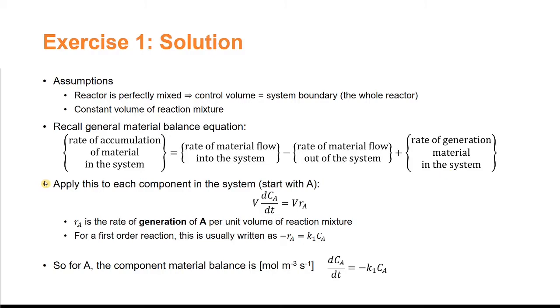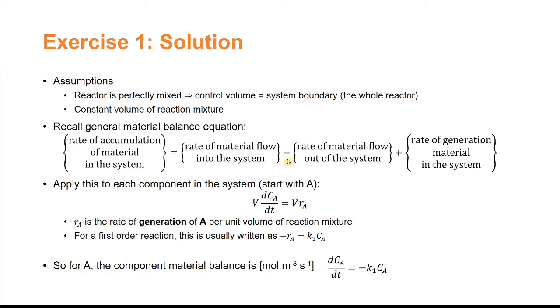Applying this to the batch reactor for component A gives the following. The accumulation term is V times the rate of change in the concentration of A with respect to time, since V is constant. What are the units of this term? Mole per second. This is equal to the rate of generation of A, which must also be in mole per second. That is the volume of the mixture multiplied by the reaction rate per unit volume of mixture R_A.